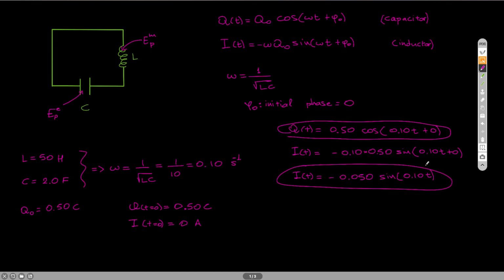Now, you can do this with any other value for time you want. So long as you plug in the number for time, you will find the charge and you will have the current that's flowing in the circuit at that moment in time, and that's the way that we use these two expressions.